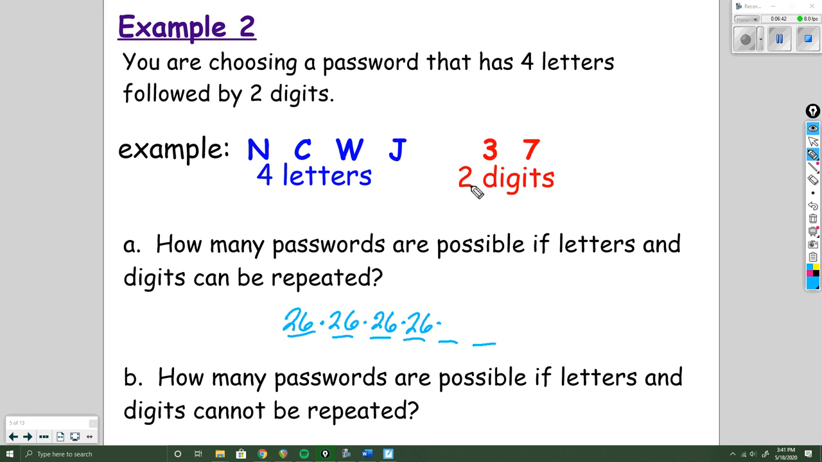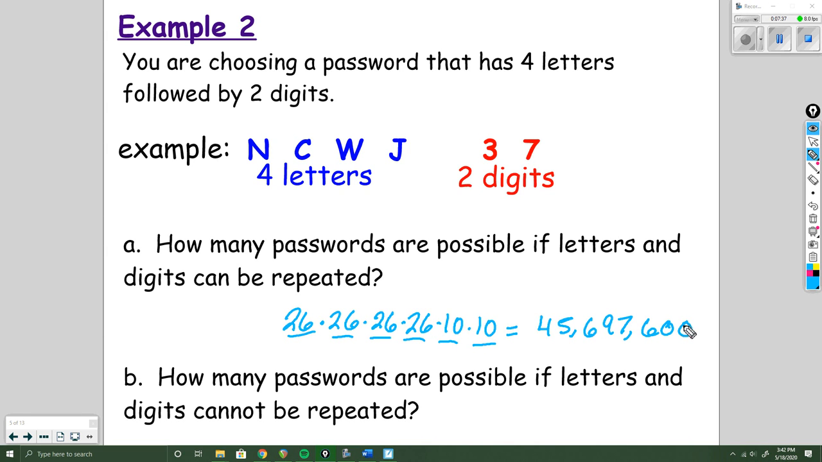Well, we have 0, 1, 2, 3, 4, 5, 6, 7, 8, and 9 that we can choose from for each one of these spots in our password. So that's 10 options for the first digit, followed by another 10 options for the second digit. If we multiply all those together, we get 45,697,600 different passwords that are possible with these parameters.